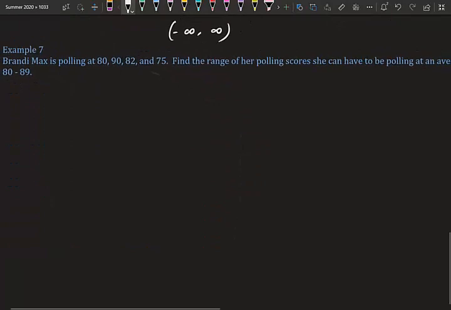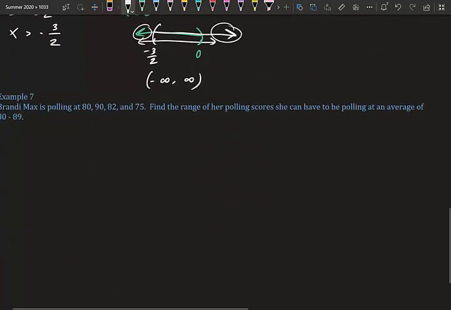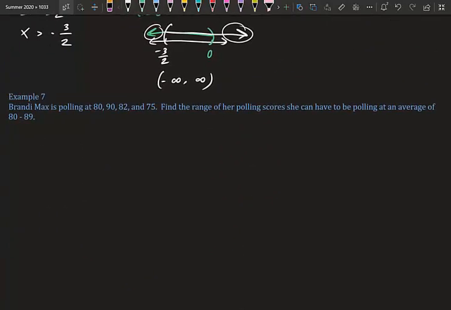All right, example 7. Brandy Max is polling 80, 90, 82, and 75. Find the range of her polling scores she can have to be polling at an average of 80 to 89. These are typical ones where you have grades and test scores, but I hate using those examples, so I just changed the scenario. All right, so we need to know the average of her polling between 80 and 89.